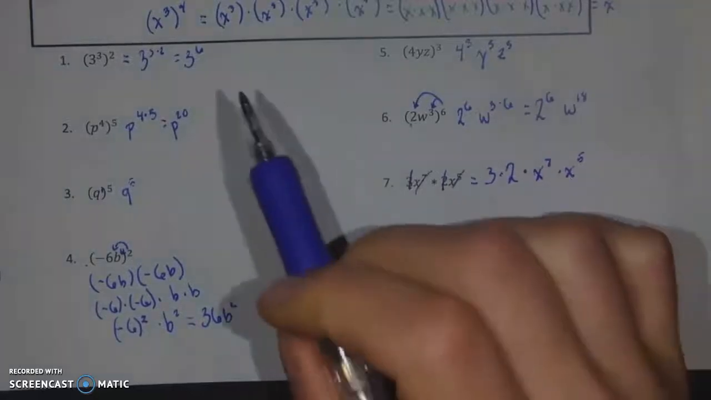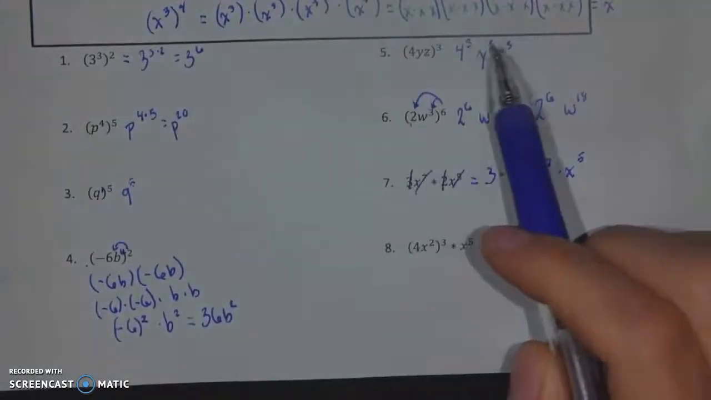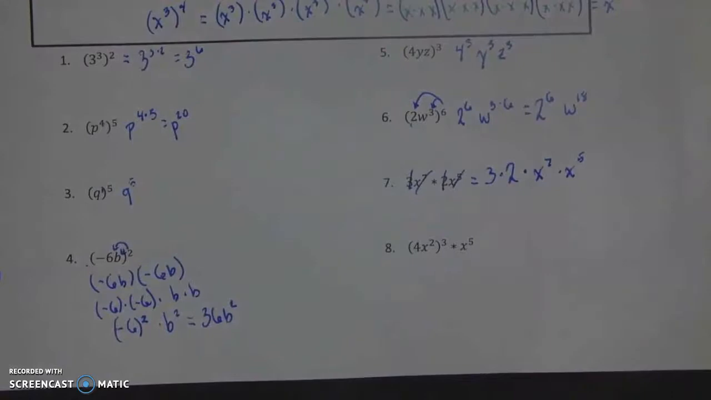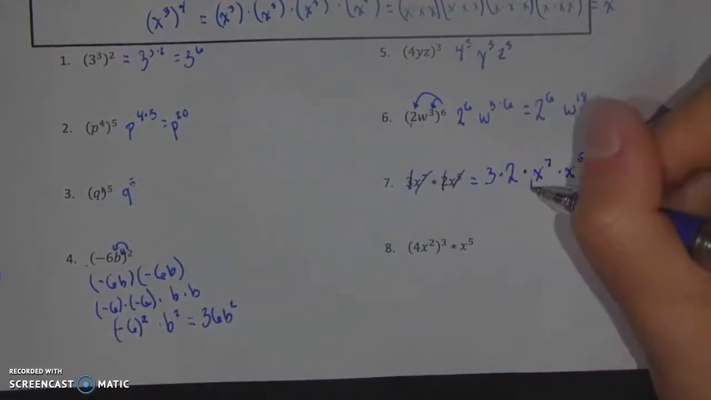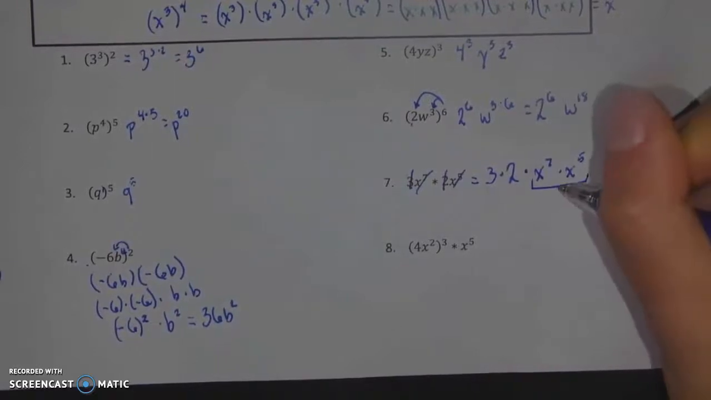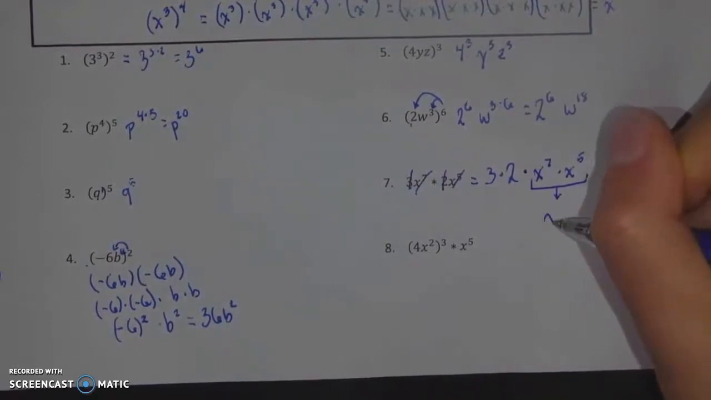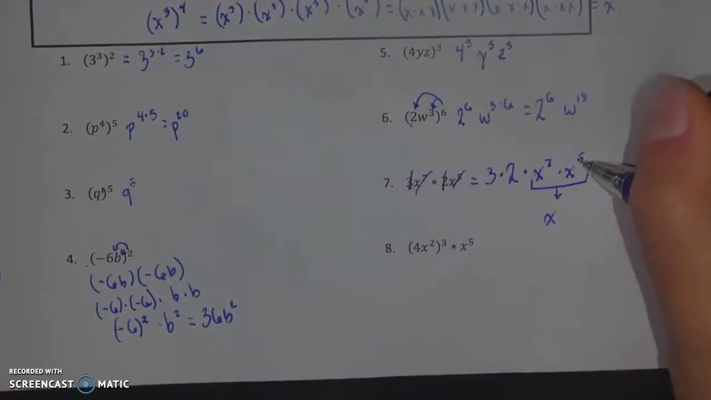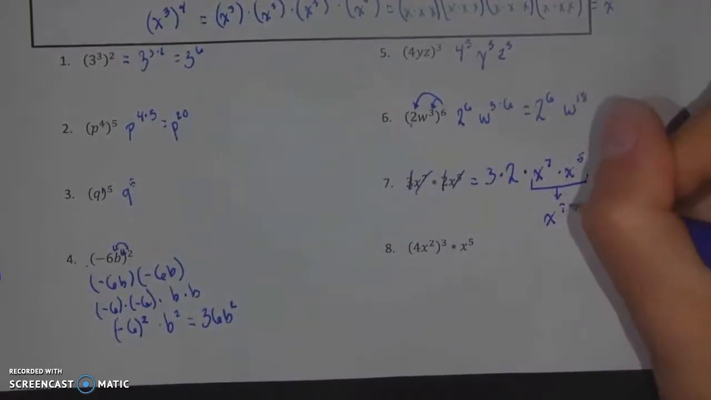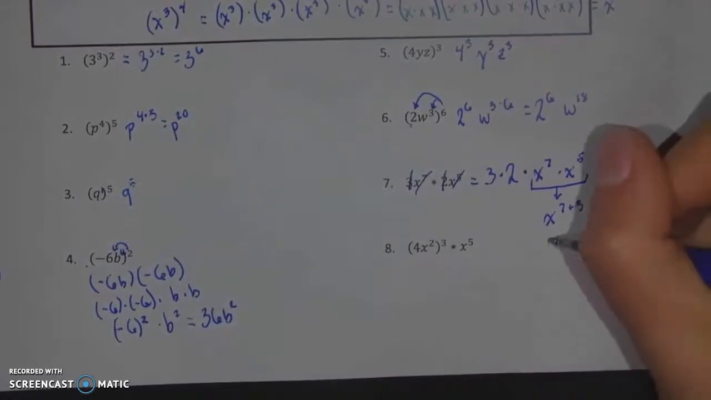Now I'm going to look back at my rules. I know that I have a rule for exponents, but if I go to the top of the page or my notes from yesterday, I know that if I'm multiplying two powers that have the same base, their exponents get added. So this x to the 7th and x to the 5th is x to the 7 plus 5, or x to the 12th.